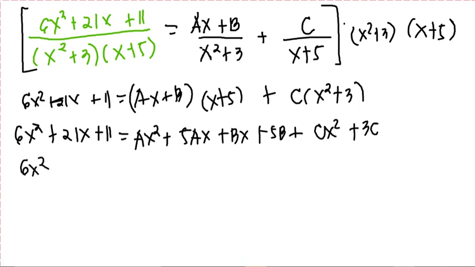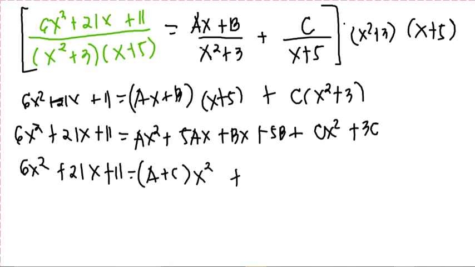So we have 6x squared plus 21x plus 11 is equal to, mayara kita duha ka x squared. So we have a plus c, so a plus c x squared. So plus, so we have may mga x nga term. So we have 5a plus b x plus, so for the constant term, we have 5b plus 3c.